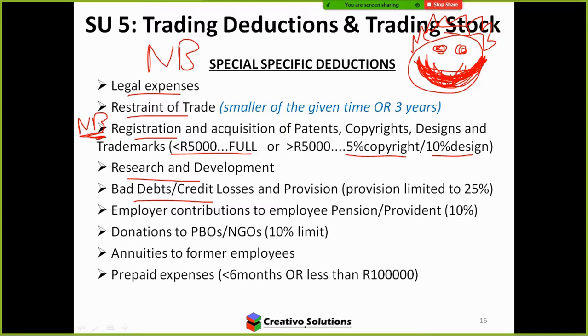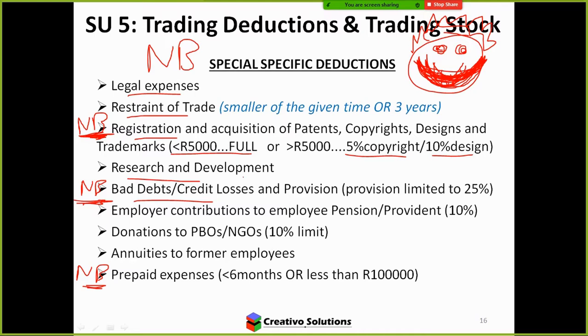Research and development, bad debts and credit losses and provision. This one's also popular. That one you'll see quite a bit in past papers. Employer contributions to the employee pension fund or provident fund, donations to a PBO, annuities to former employees, prepaid expenses, also popular ones. Those three I see a lot in past papers. You might see one or two of the other ones here and there, different questions, different years, different examiners, but the ones that I've highlighted, almost every paper I've seen always has those three.